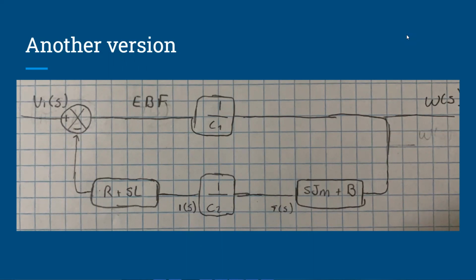Okay, and this is another version of the same circuit. Basically, what we did is we isolated different terms in the equations, and we came up with a different block diagram. But simplifying this block diagram gives the exact same answer.